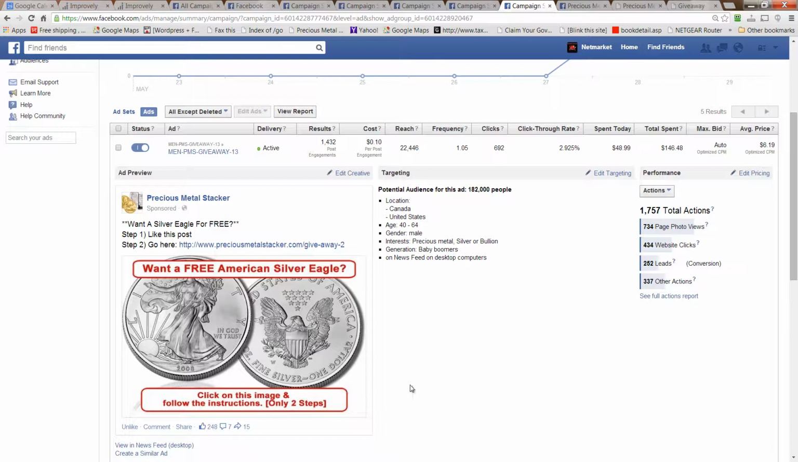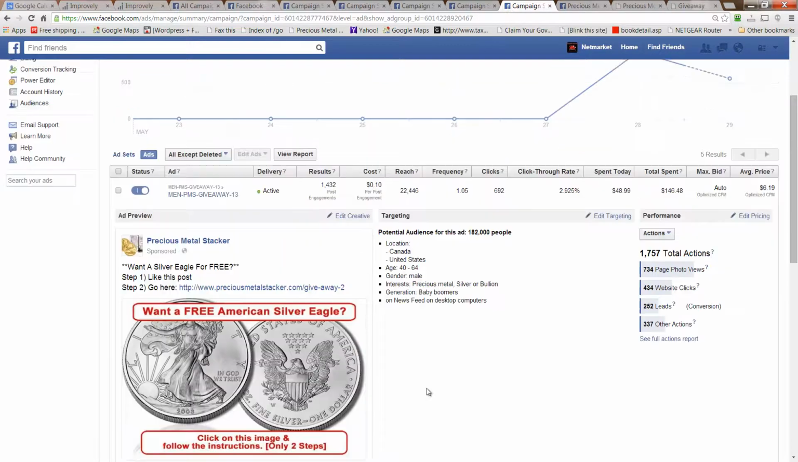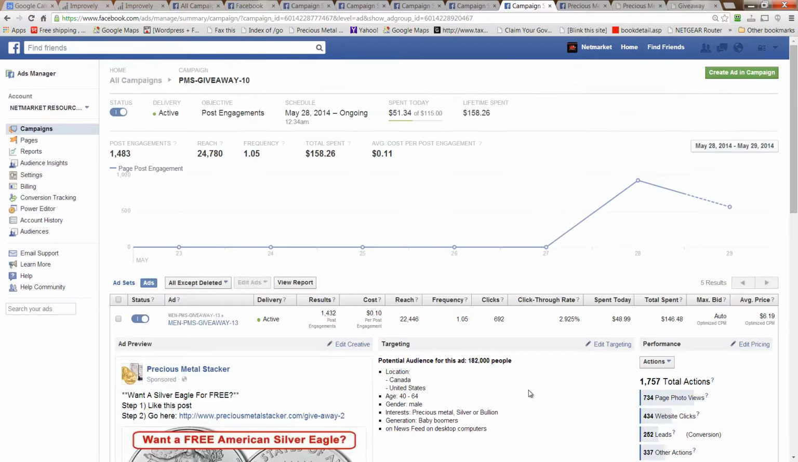So instead of using a group message or a group photo saying, win some silver, we said, do you want a free American Silver Eagle? So basically, this is giving people the opportunity to get a specific item, and we split it out some more. So again, we did post engagements.